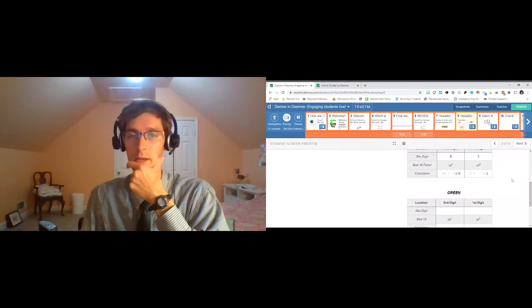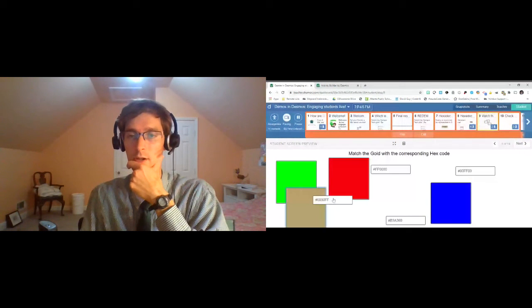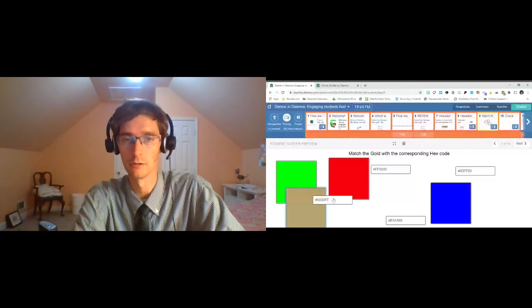So you're going to be matching the colors with the hex codes. They help to line them up. And all you have to do is hover them over each other and they should match up.